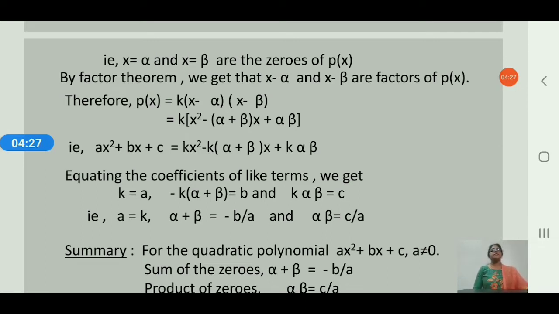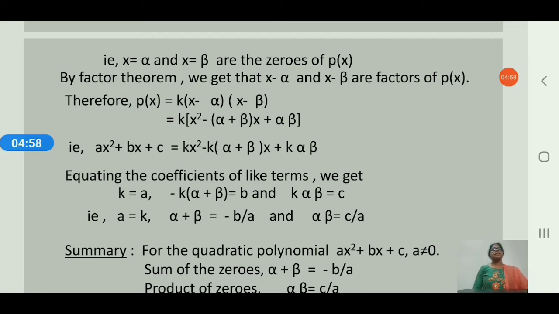The last term is the constant term. Left hand side, what is the constant term? C. In right side, what is the constant term? K into alpha beta, that is c is equal to k into alpha beta. Now we are applying the value of k in the equations, that is a becomes k. Then alpha plus beta becomes negative b by a and alpha beta becomes c by a.